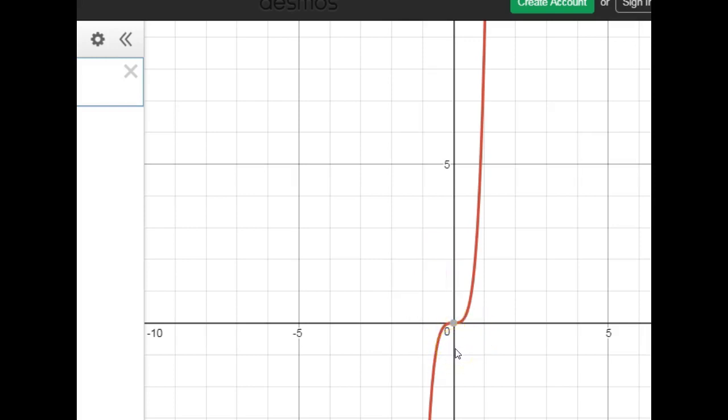Now, symmetry about the origin is like doing a 180-degree twist. And if you turn this thing 180 degrees, this piece would line up exactly with that piece. And this piece turned 180 degrees would line up exactly with that piece. So visually, we see the symmetry as well.